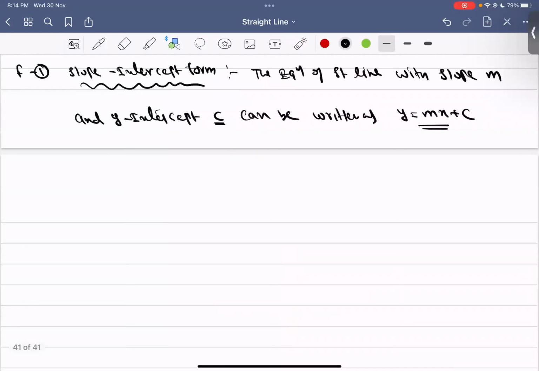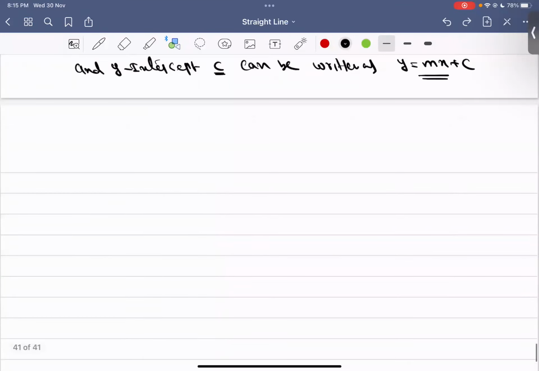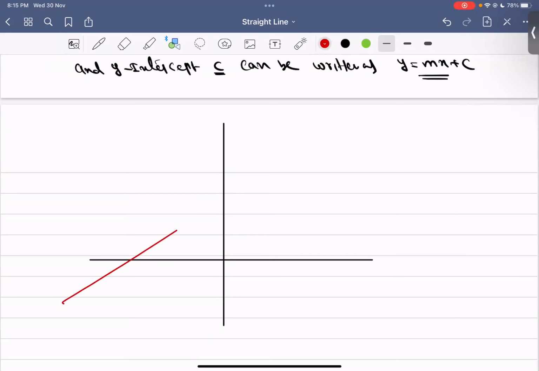So this is the y-axis and x-axis. This is the straight line. This line makes an angle theta with the positive direction of the x-axis. And this line's placement is c units on the y-axis. On the y-axis, x is equal to 0, therefore y is equal to, suppose, c. This is the placement of the line.